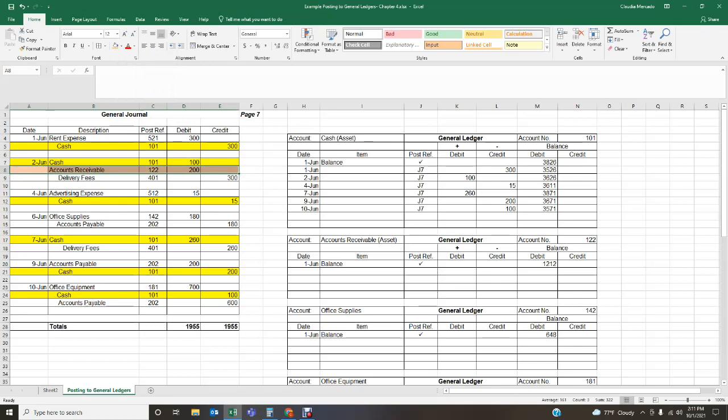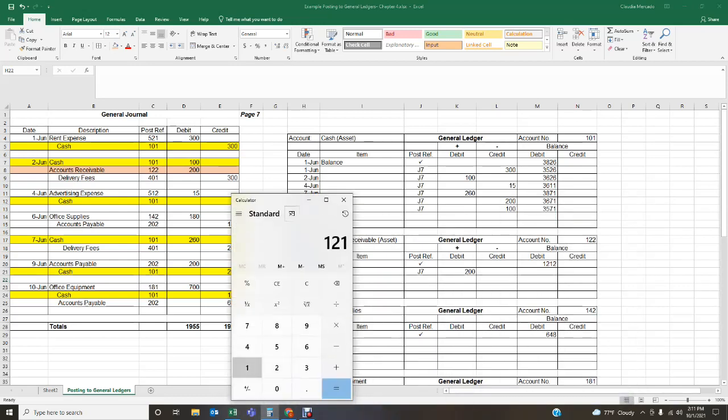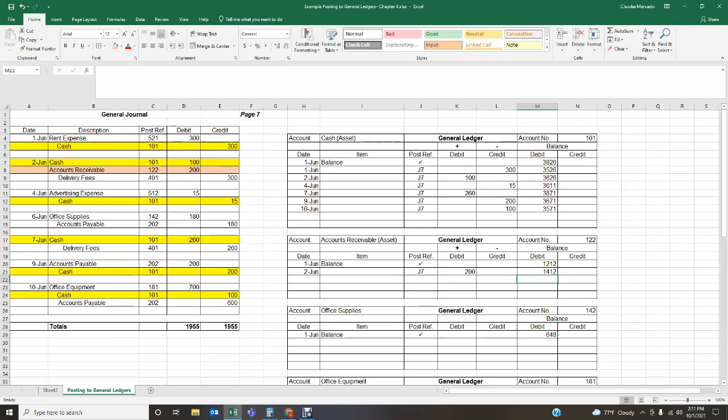Okay, so I'm going to copy that transaction that happened on June the 2nd. This is journal 7, and I have a debit of $200. So my accounts receivable got debited $200. Because it's a debit, I am going to add it. So I'm going to get my balance of 1212 plus 200. That's going to be 1412. And we're going to go down the list and see if we have anything else that has the account 122. And we don't. That is it. So now that will be my ending balance. We only had one transaction. I've already transferred it over.